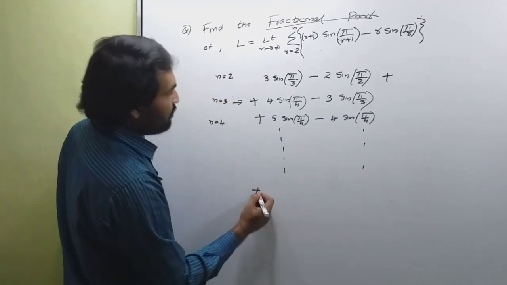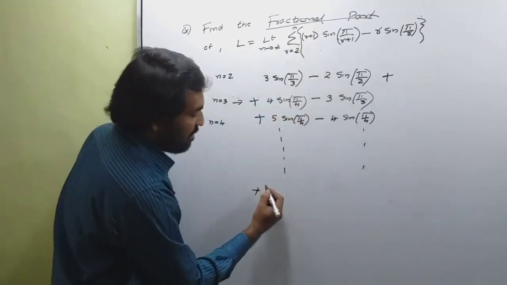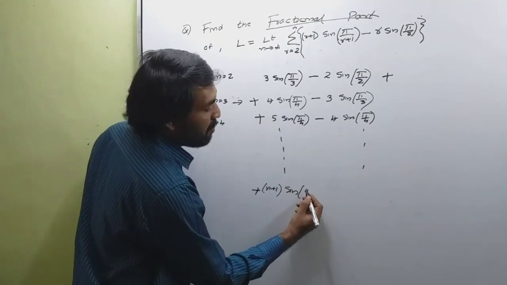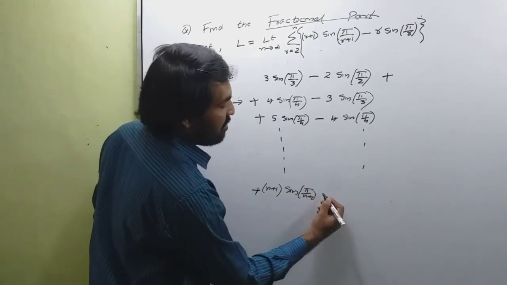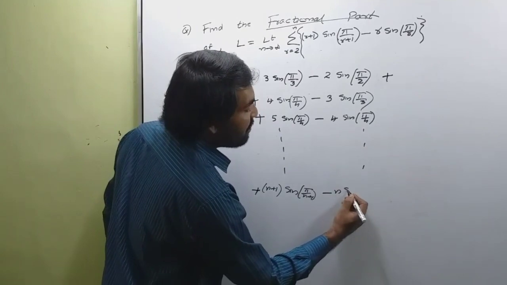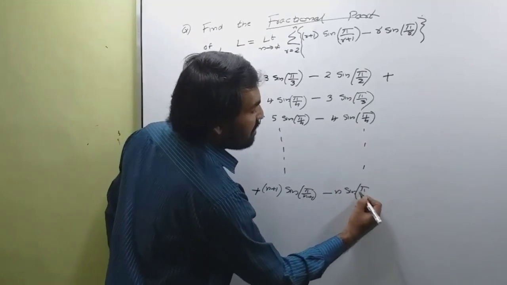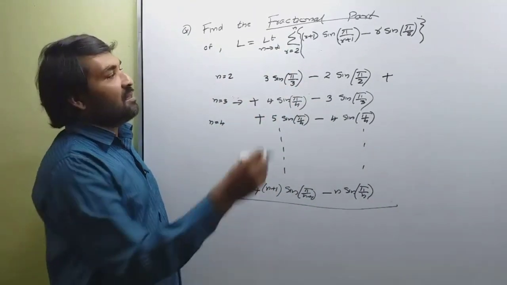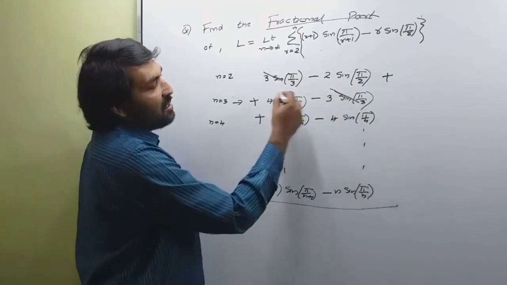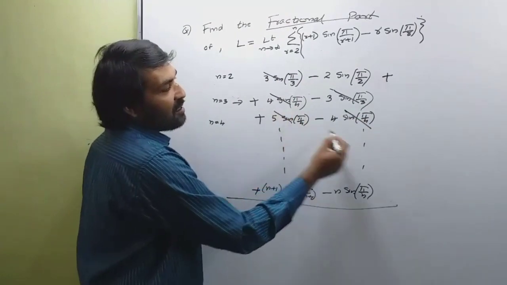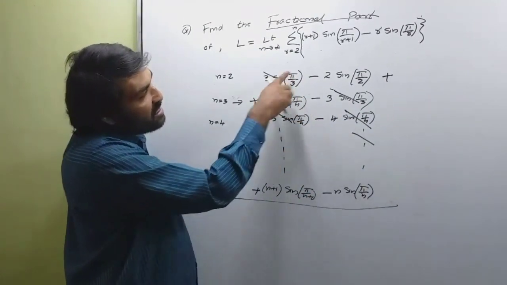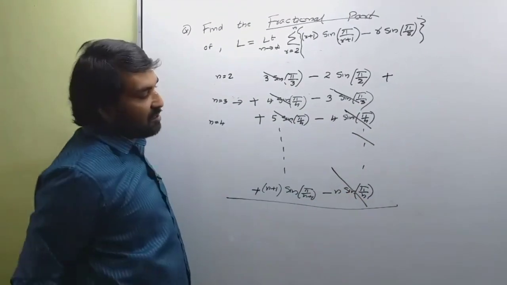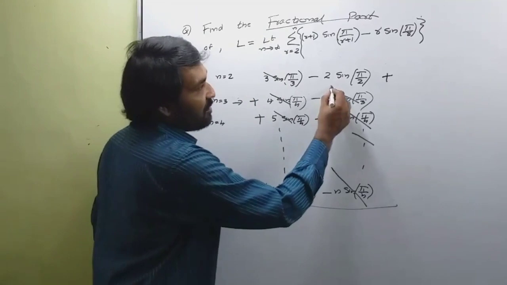And the last term becomes (n+1) sin(π/(n+1)) minus n sin(π/n). Now add all the terms. This term and this term get cancelled. This and this get cancelled. This and this term get cancelled. The cancellation takes place in this manner. So the remaining terms are this term and this term.